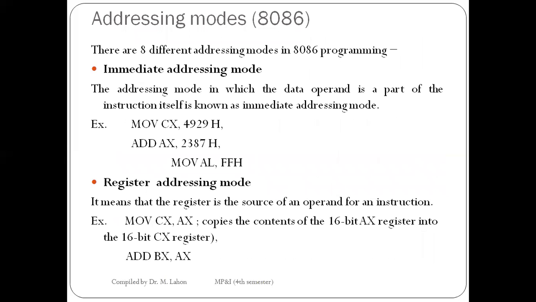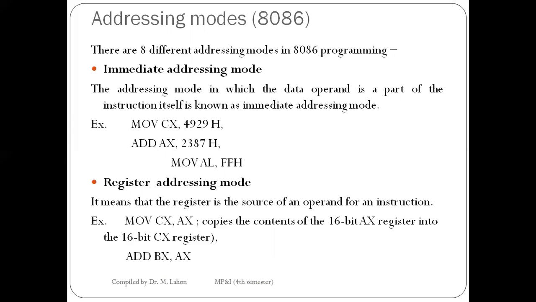There are 8 different types of addressing modes. The first we discussed is the immediate addressing mode. What happens in this mode? In this mode, the operand is given in the instruction itself. There are examples given here. When the operand is given in the instruction itself, it is known as the immediate addressing mode. In this case, you must know the operand which you want to move. If you know that, then you can use this immediate addressing mode.